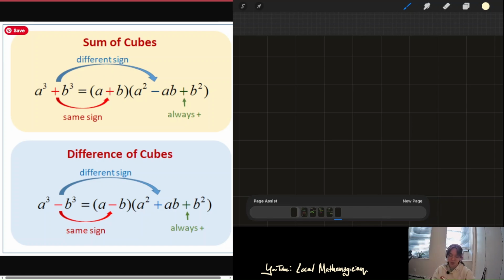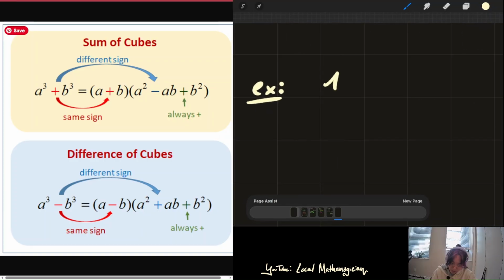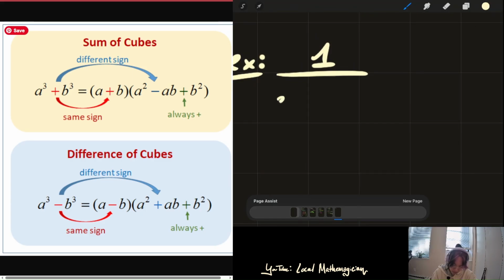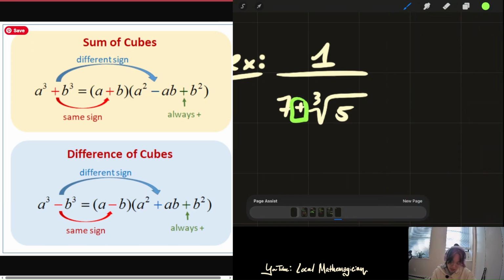Okay? So, let's do an easy example. This is where the sum and difference of cubes is really helpful. So let's say, for example, you have, let's keep it at 1 on top, 1 over 7 plus the cube root of 5. If you notice, this is a plus sign.